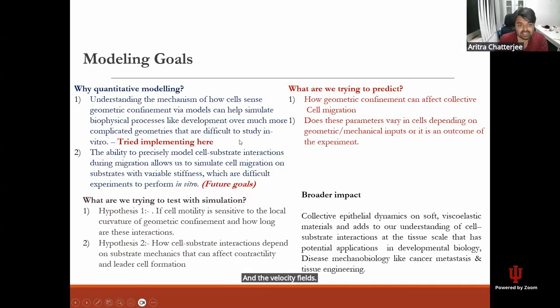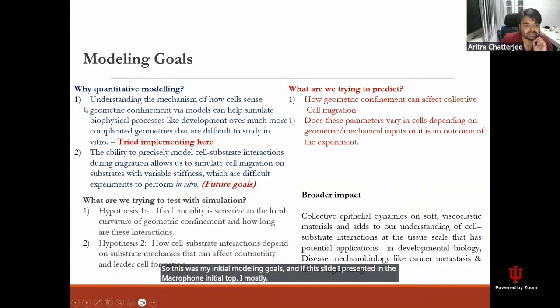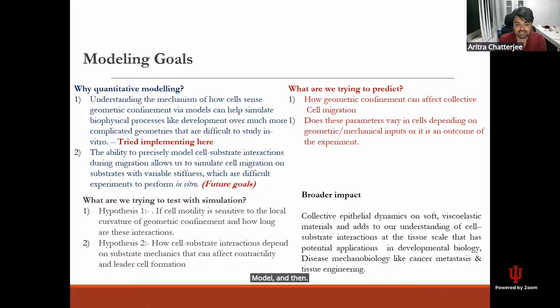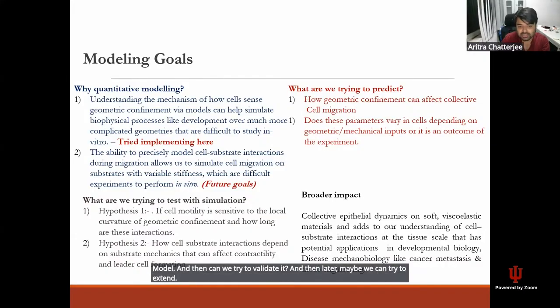So this was my initial modeling goal. Some of this slide I presented in the hackathon initial talk. I mostly concentrated on doing the first one, where I tried to see how cells sense this geometric confinement, and can we simulate this with a biological model, and then can we try to validate it. And then later, maybe we can try to extend it where we can incorporate cell-substrate interaction.